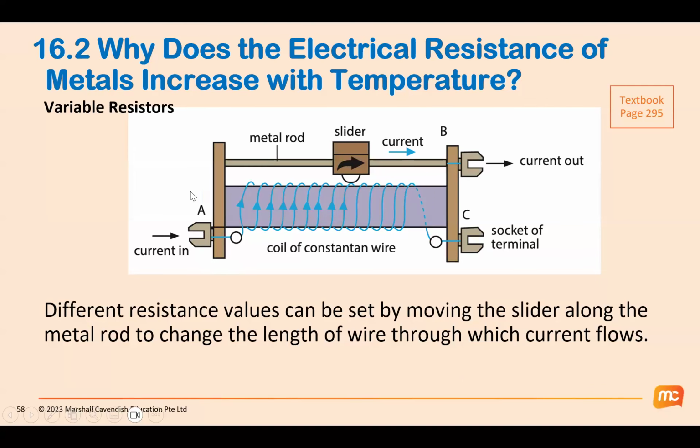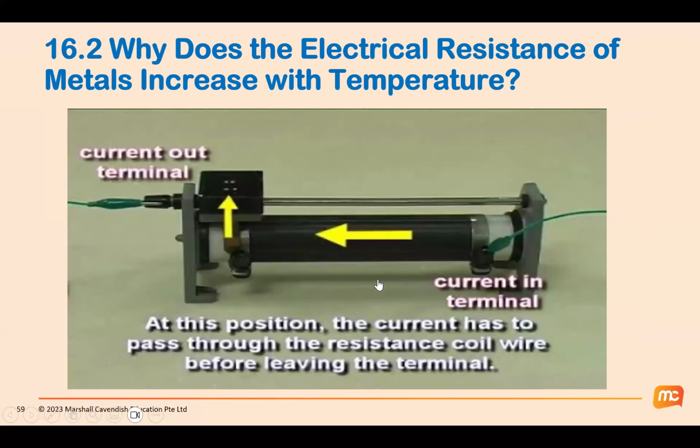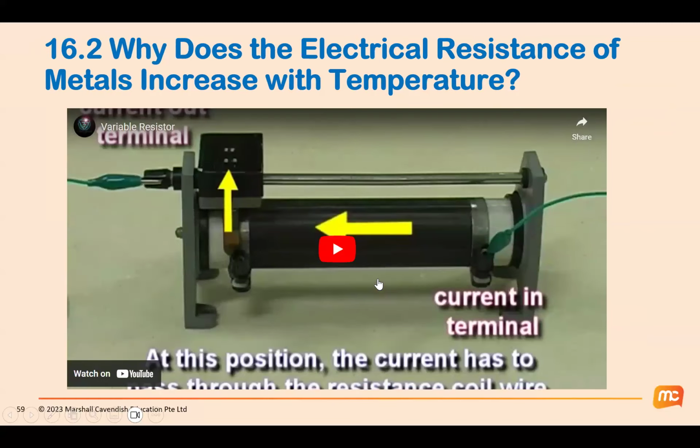So how does a variable resistor work? In a variable resistor, there is a long resistance wire over here, and there is a slider over here. By sliding the contact, my current will flow through a different length of this resistance wire, and I get a different resistance. So how does it work? It looks like this. I will play the video over here.